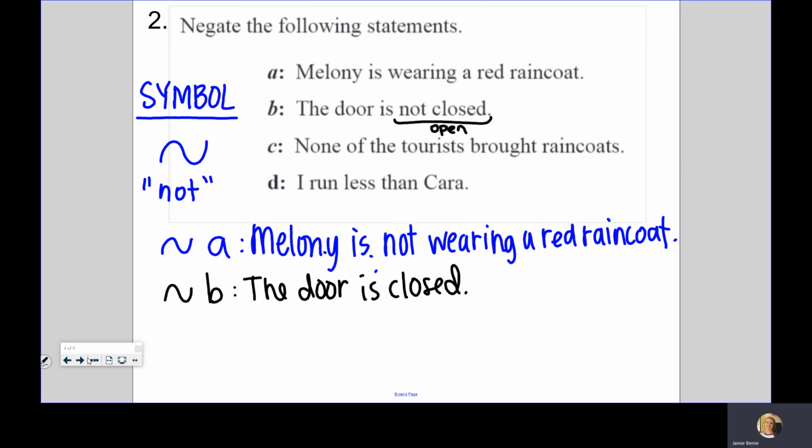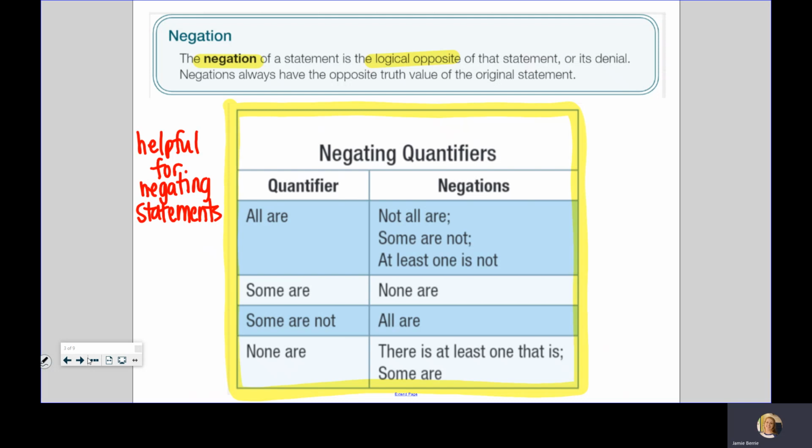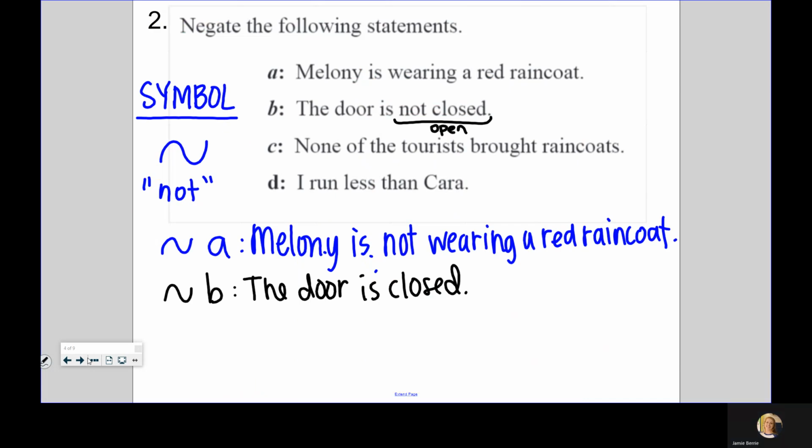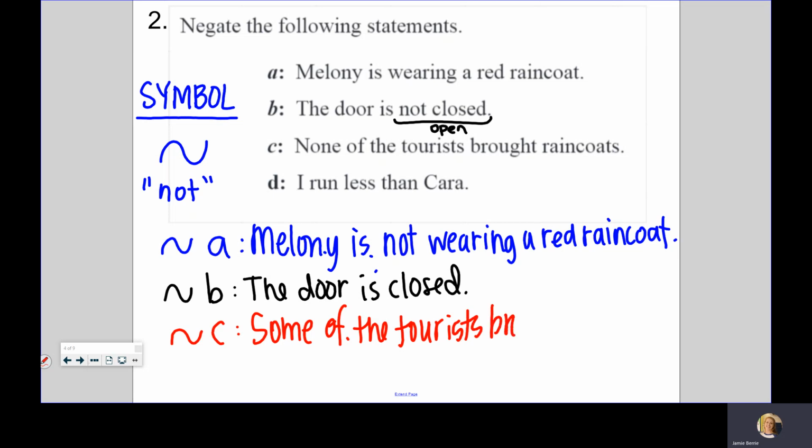All right, and the next one we have a quantifier. We have the word none. So we have none of the tourists brought raincoats. So let's just jump back to our little table, remind ourselves what the negation of none is. So the negation of none, we could either say there's at least one tourist that brought a raincoat, or some of the tourists brought raincoats. So I'm going to do the second one just because it's shorter. So we'll say the negation here, not C, would be some of the tourists brought raincoats.